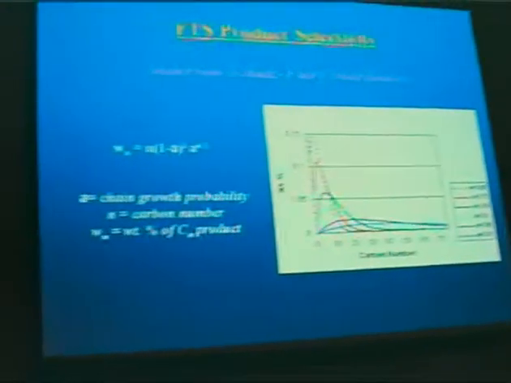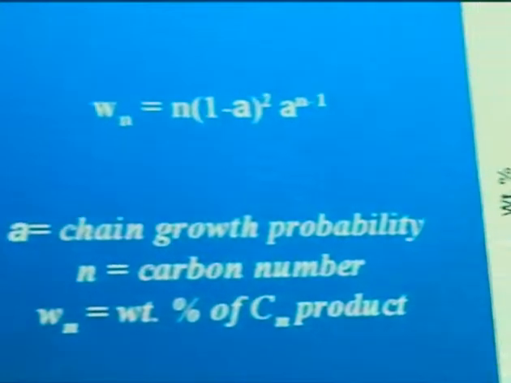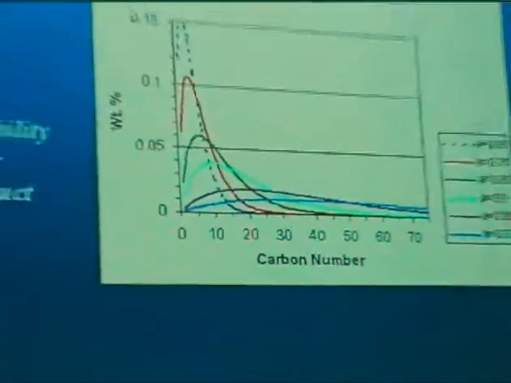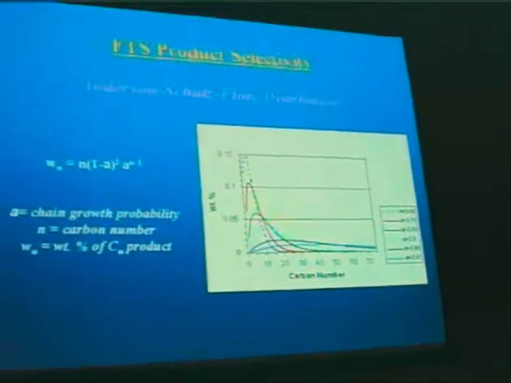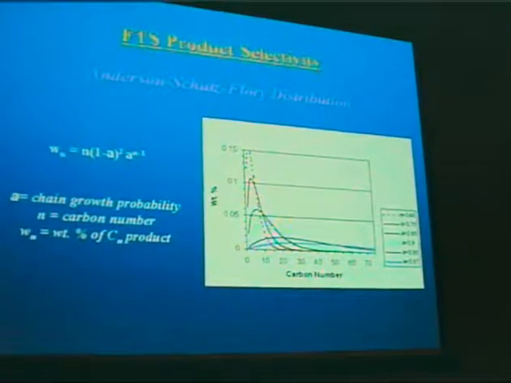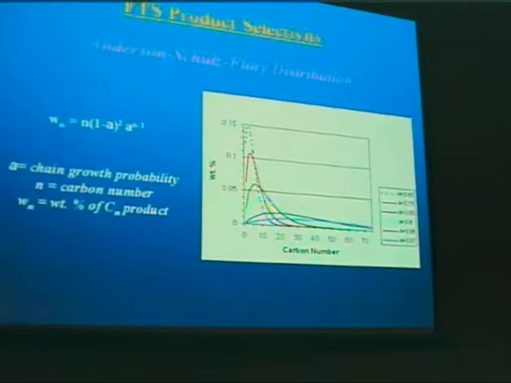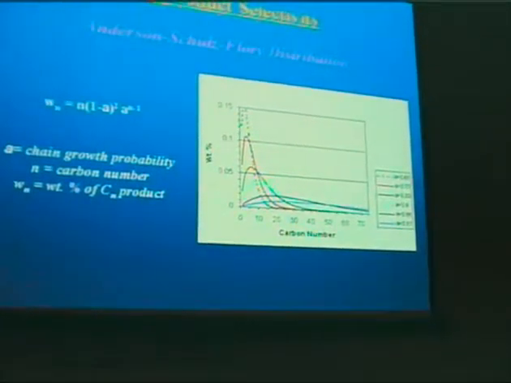Cobalt follows the Anderson-Schulz-Flory distribution, like most of the Fischer-Tropsch metals do. And of course, alpha is a very key parameter when we're talking about the properties of a catalyst in terms of running it in Fischer-Tropsch synthesis.